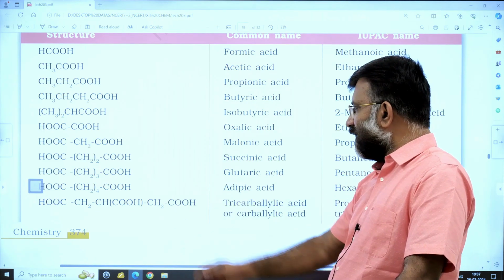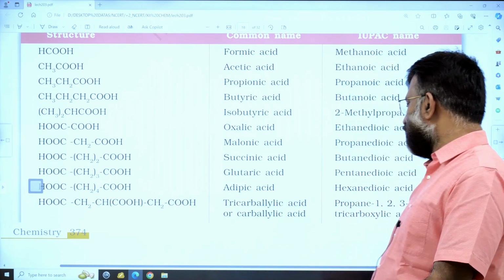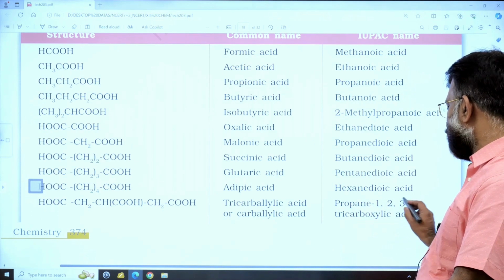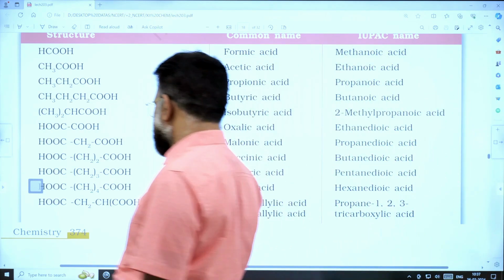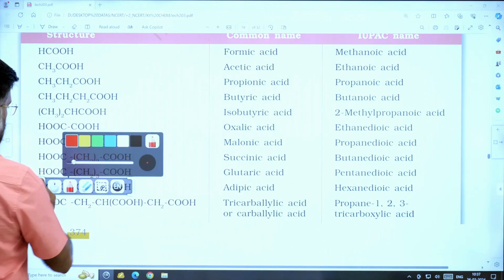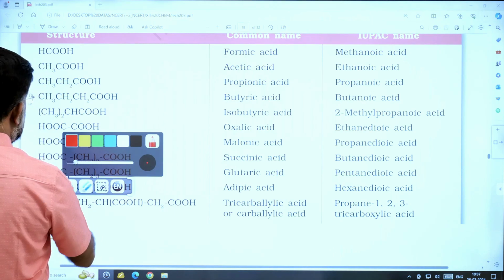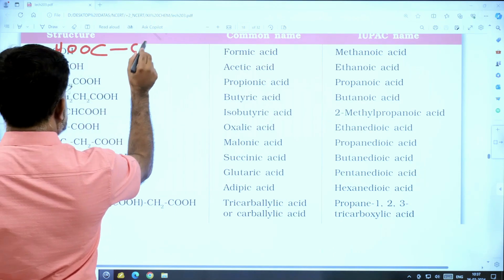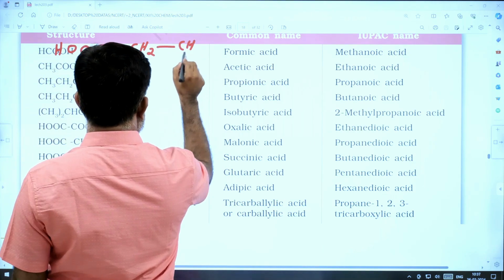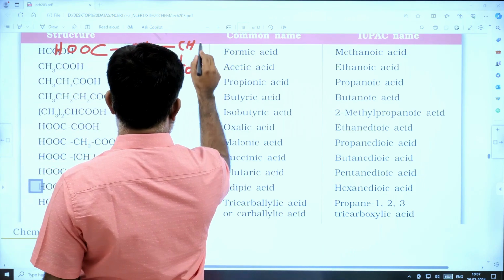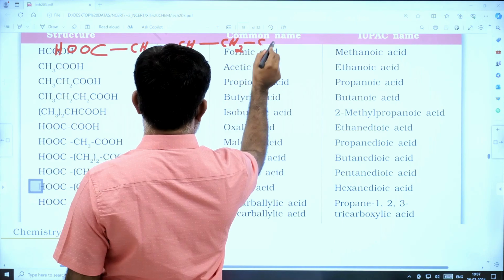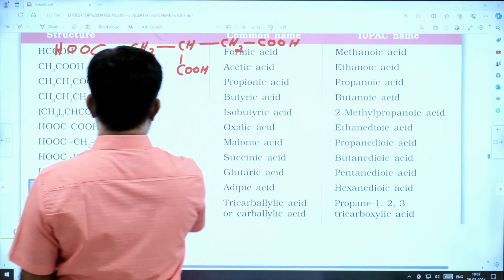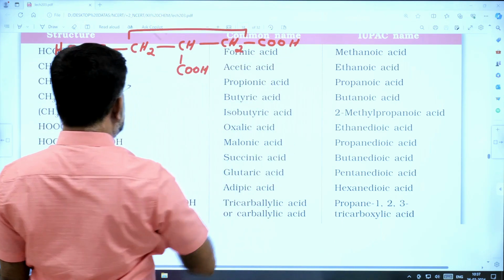While here we have a tricarboxylic acid, propane 1, 2, 3 tricarboxylic acid. All of you know regarding such a system how the naming comes. If you have COOH, CH2, CH, COOH, CH2, COOH, you have learnt this will be the parent chain.